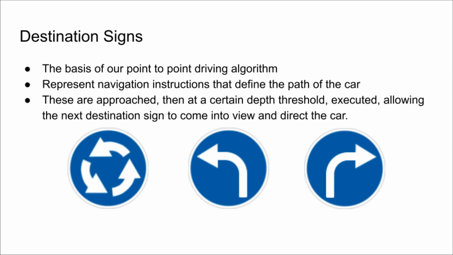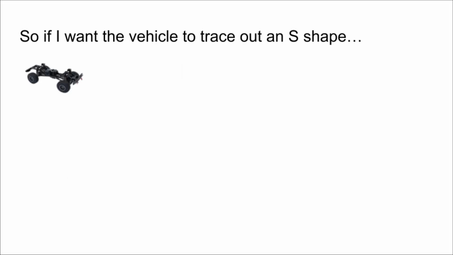These signs are approached, then at a certain depth executed, allowing the next destination sign to come into view and direct the car. So, for example, if I wanted the vehicle to trace out an S shape, I would place the signs like this.